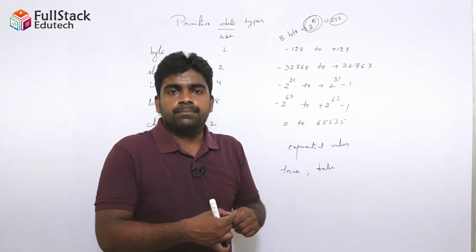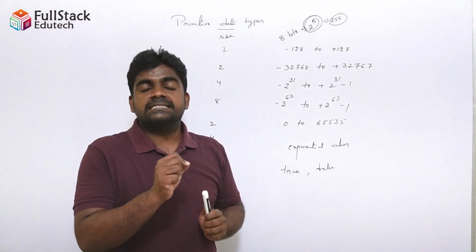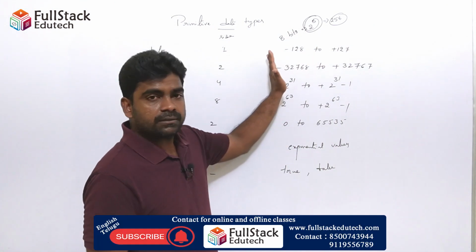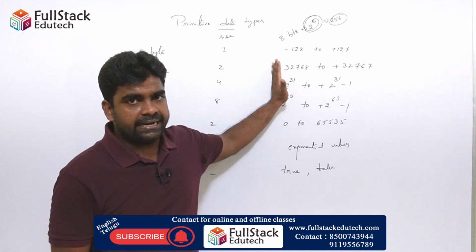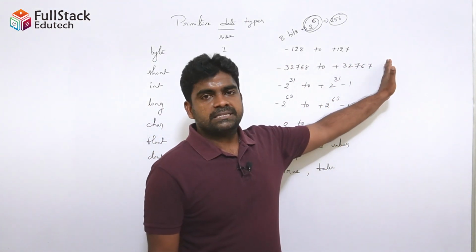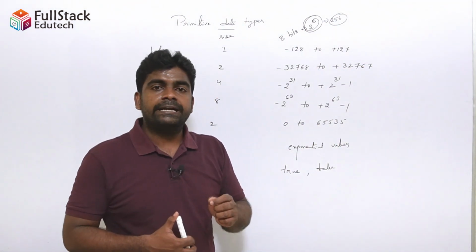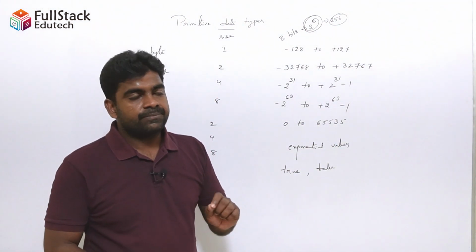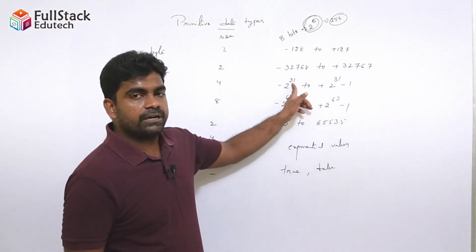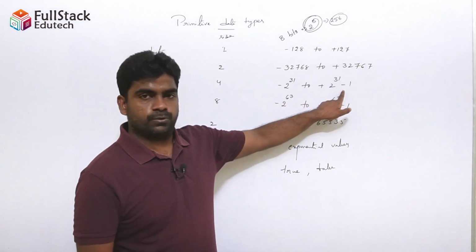If it is a short type, 2 bytes, 2 power 16. 2 power 16 value is 65,536. So half part 32768 is for negative, half part 32768 is for positive, but 0 to 32767. If it is an integer, 4 bytes, 4 into 8, 32 bits. So if you make it half, 31. So 2 power 31 to 2 power 31 minus 1. Everywhere we just have to do minus 1.